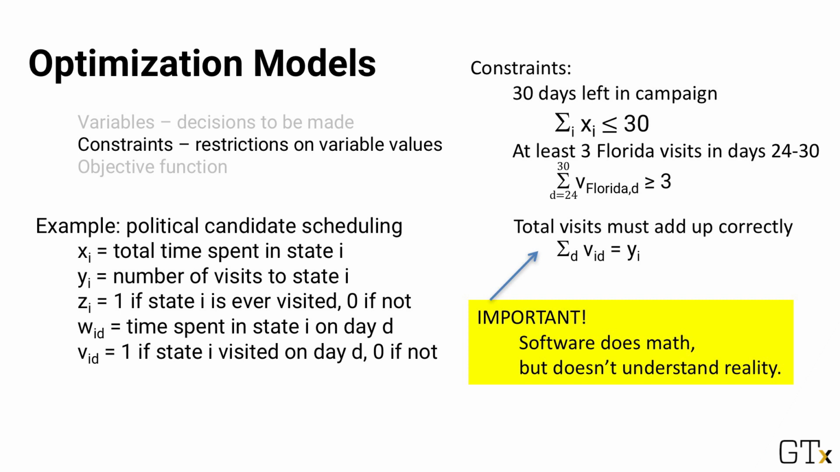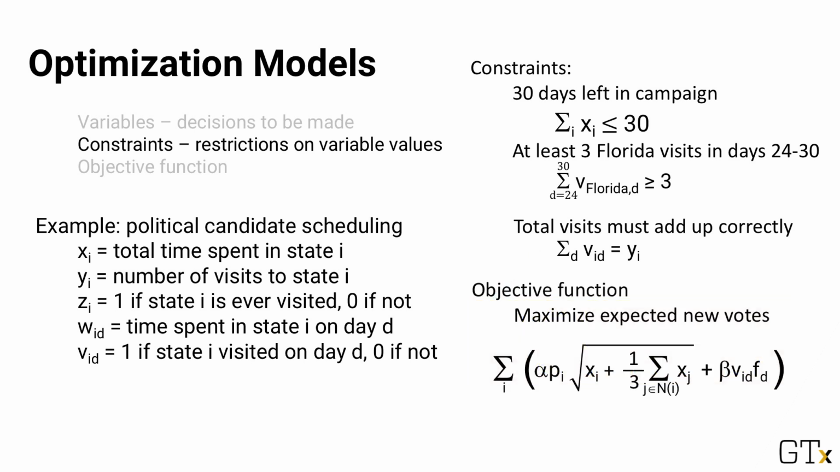We might expect it to be true because of how we've defined the variables in English, but optimization solvers only look at the math. They don't look at the words of what we want the variables to mean. So if we don't use constraints to explicitly tell the solver how variables should be related, the solver will go happily ahead and find a mathematical solution telling our candidate to visit state i 12 times, but that each Vid should be 0.